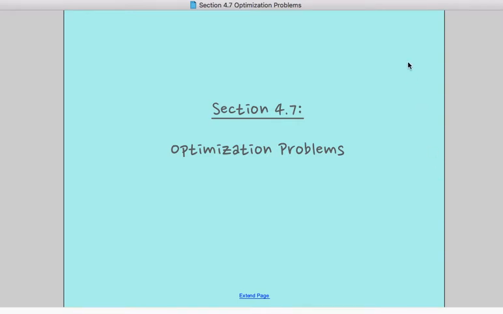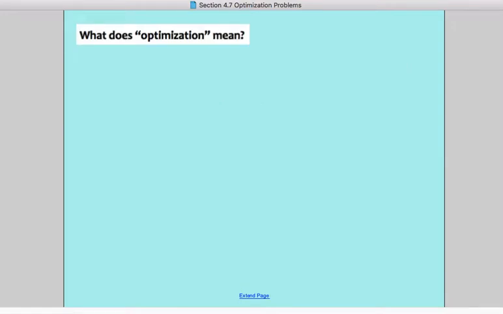Hello class, welcome to section 4.7. Today we're going to go ahead and look at optimization problems. So what does it mean to optimize?